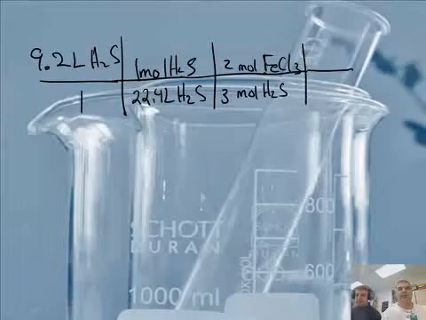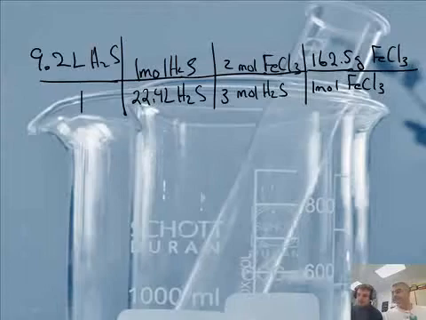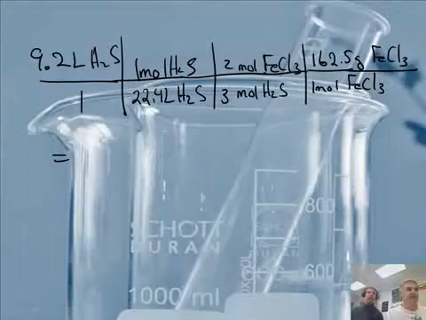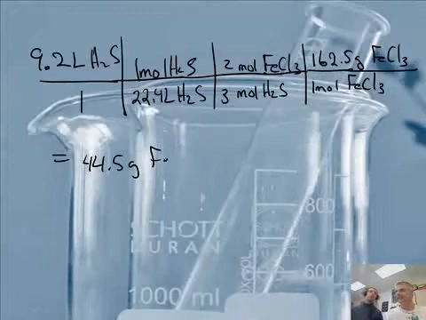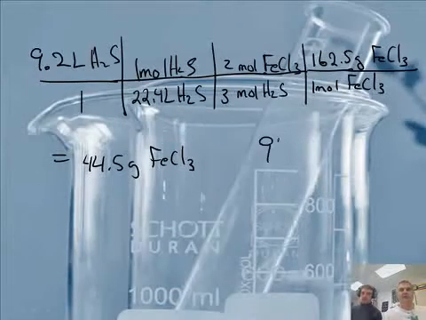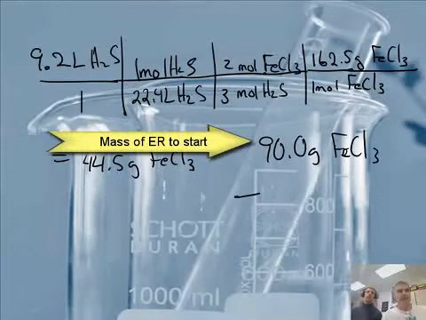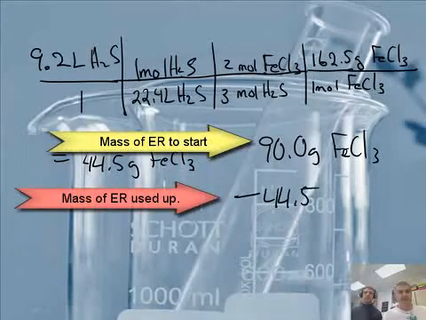And the molar mass of FeCl3 is 162.5, wasn't it? I believe it was. 1 mole of FeCl3, and the molar mass was 162.5 grams of FeCl3. And we get 44.5 grams of FeCl3. Now we had 90.0 grams of FeCl3 to begin with, and we subtract the amount that we actually used here.